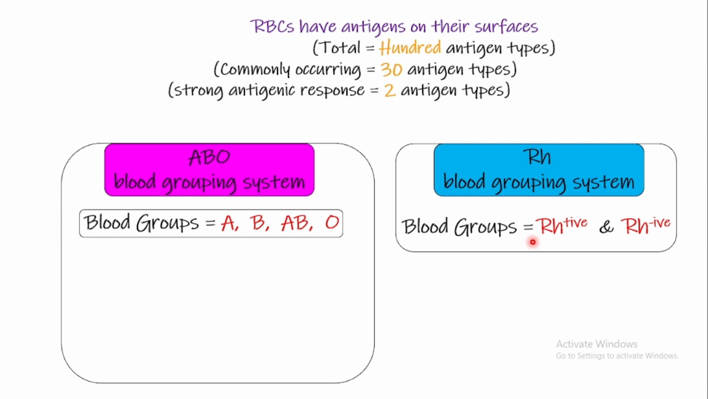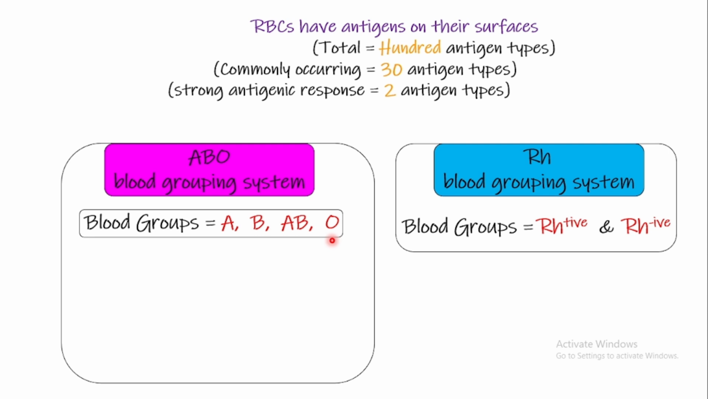If a person has antigen A on the red blood cell, then the blood group of the person is A. If the person has only antigen B present on the red blood cells, then the blood group is B. If antigen A and antigen B both are present, then the blood group is AB. And if no antigen is present on the red blood cell, then the blood group is O.